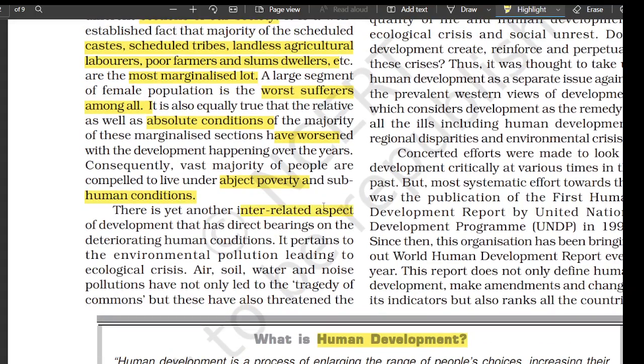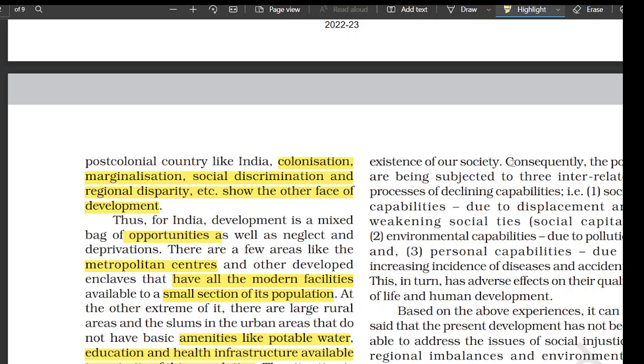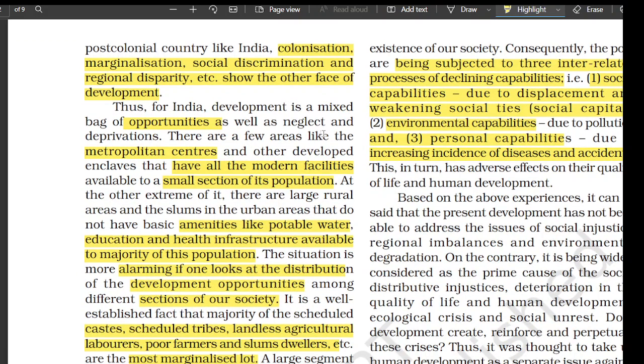There is yet another interrelated aspect of development that has direct bearings on the deteriorating human conditions. It pertains to environmental pollution leading to ecological crisis. Air, soil, water, and noise pollutants have not only led to the tragedy of commons, but these have also threatened the existence of our society. Consequently, the poor are being subjected to three interrelated processes of declining capabilities. That is, first, social capabilities due to the displacement and weakening of social ties, social capital. Second, environmental capabilities due to pollution. And third, personal capabilities due to increasing incidence of disease and accidents. This in turn has an adverse effect on their quality of life and human development.